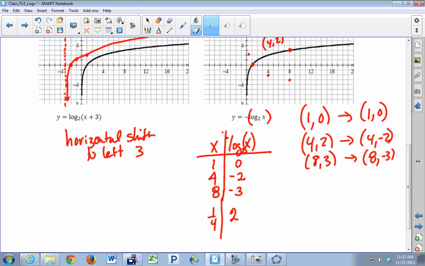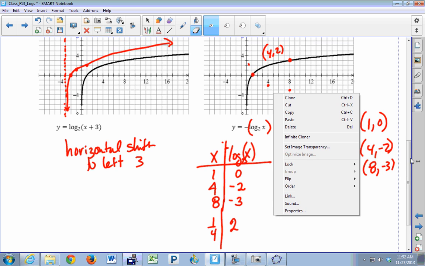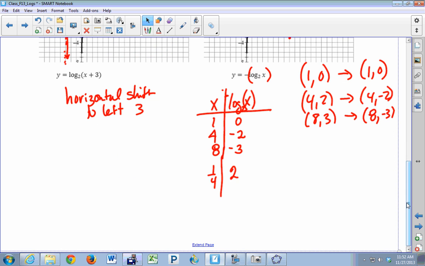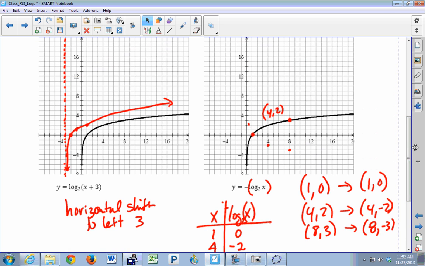And at 1/8, what would be my value? 3. I just change it, right? So at 1/8, I'm up here at 3. I'm a little closer to my y-axis. So this function looks like this if I reflect it over the x-axis.